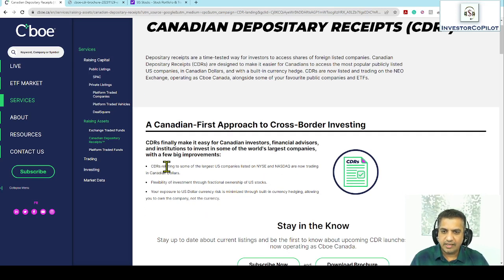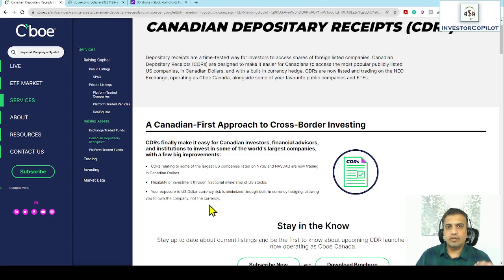CDRs relating to some of the largest US companies listed on NYSE and NASDAQ are now trading in Canadian dollars on this exchange. They provide flexibility of investment through fractional ownership of US stocks. Fractional ownership means that you can buy even a fraction of, say, one Tesla share or one Microsoft share or one Amazon share. Their valuation is high, so you can buy a fraction of even one single share. Your exposure to US dollar currency risk is minimized through built-in currency hedging for CDRs, allowing you to own the company, not the currency.